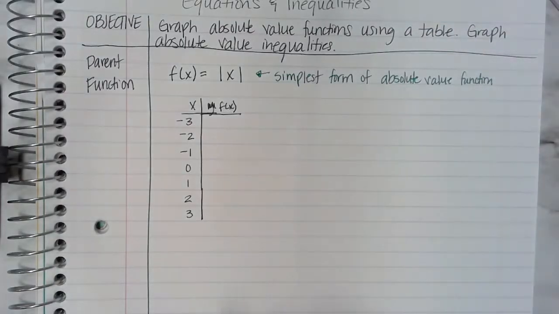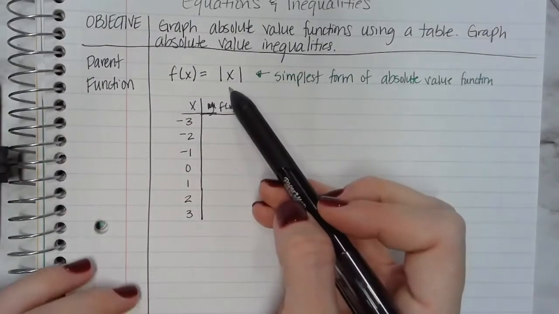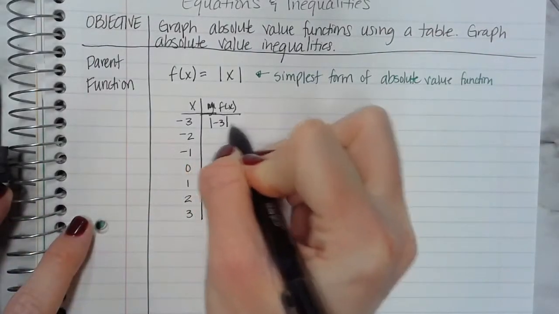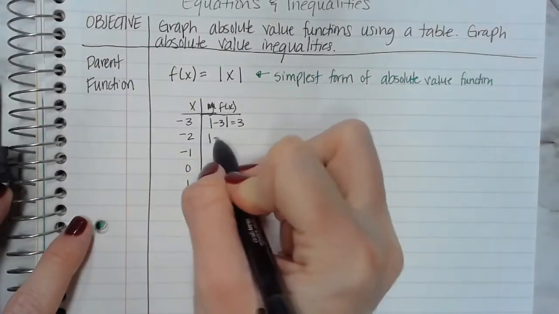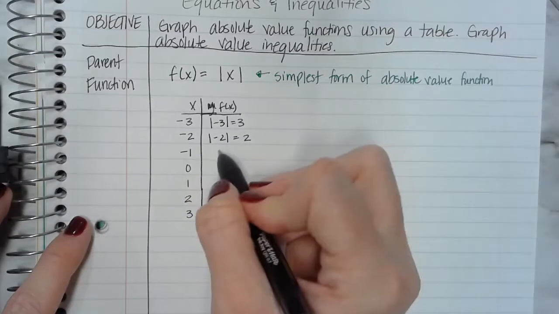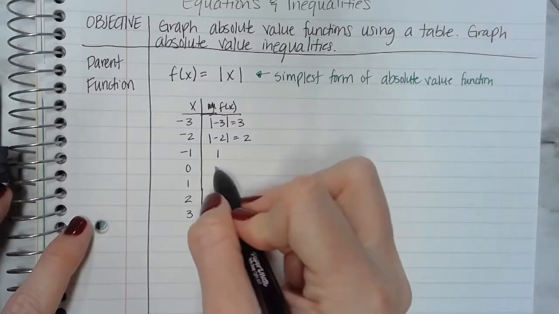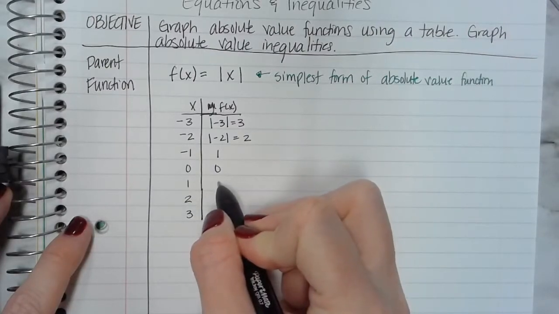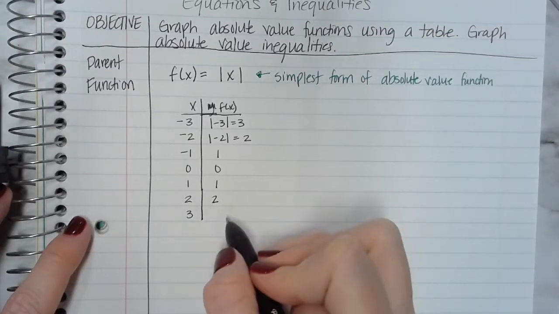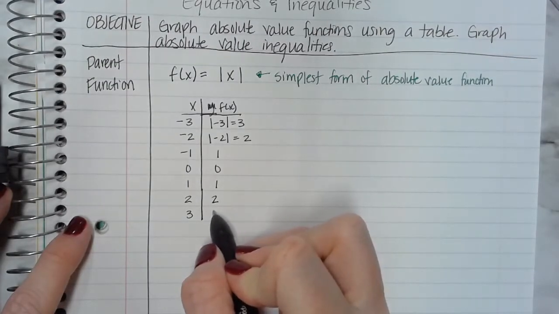So if I plug in a -3 into this function, I would get the absolute value of -3, which is 3. If I plugged in a -2, I would get the absolute value of -2, which is 2. The absolute value of -1 is 1. The absolute value of 0 is 0. The absolute value of +1 is 1. Absolute value of +2 is 2. And the absolute value of +3 is 3.